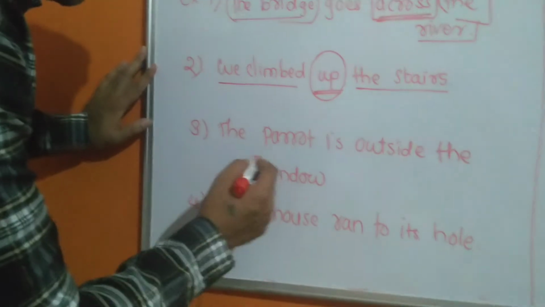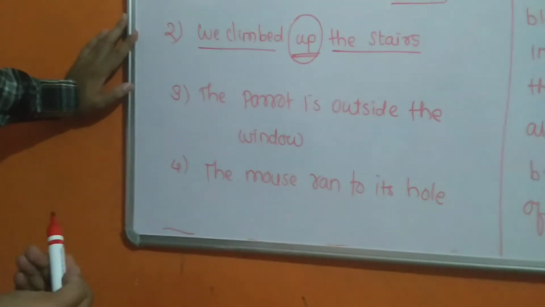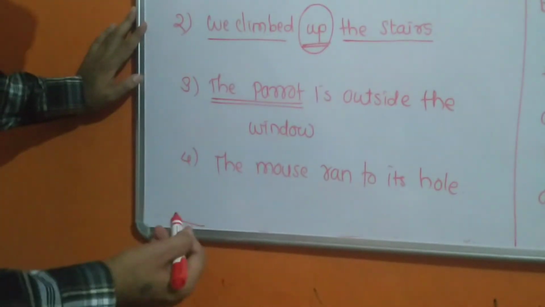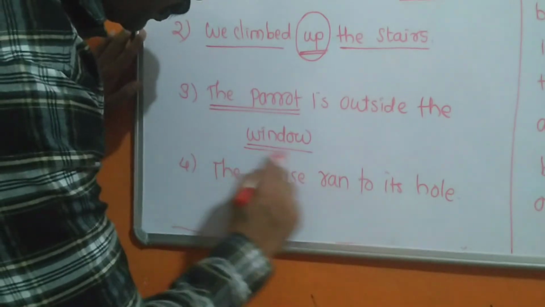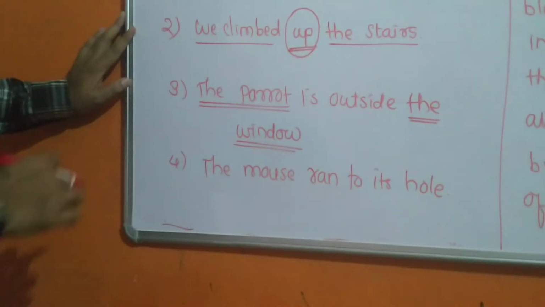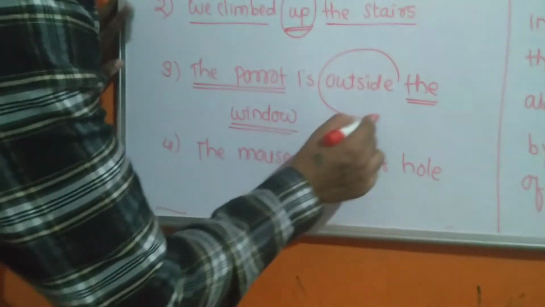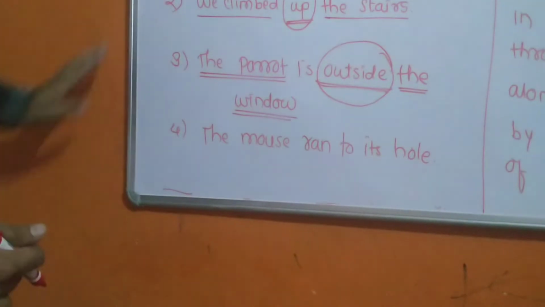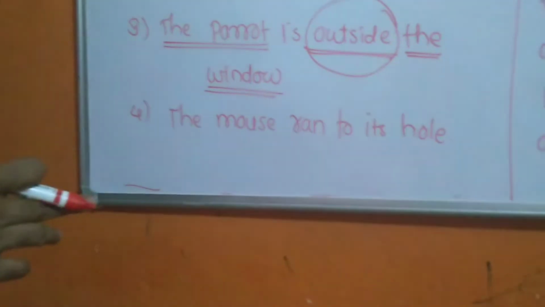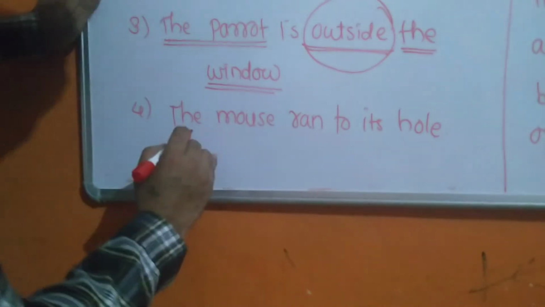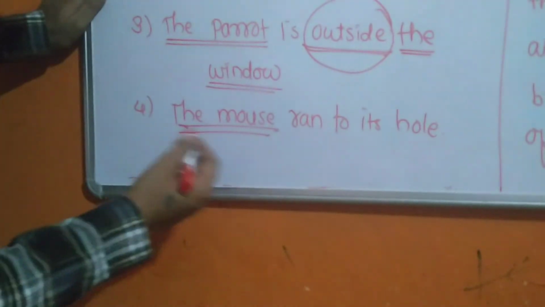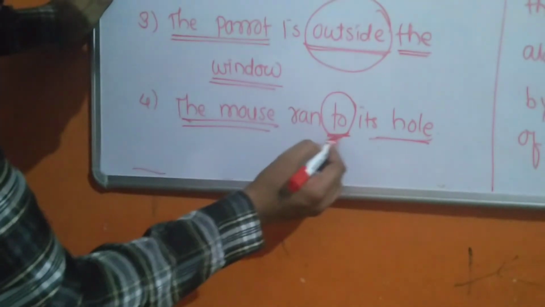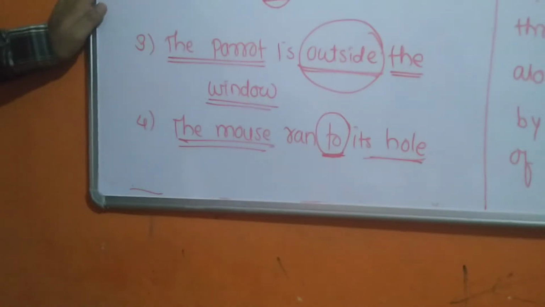The third example is: the parrot is outside the window. Here also there are two main words. The parrot is outside the window. The word outside indicates the relationship between the two words. Outside is the preposition. Now the fourth one is: the mouse runs to its hole. There is a relation between the mouse and its hole, but the word to is a preposition.